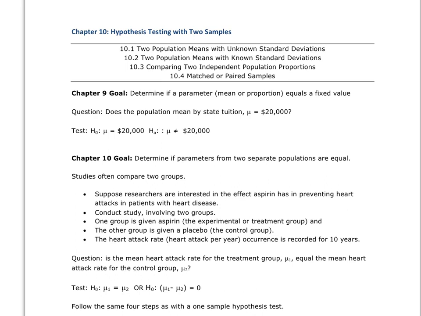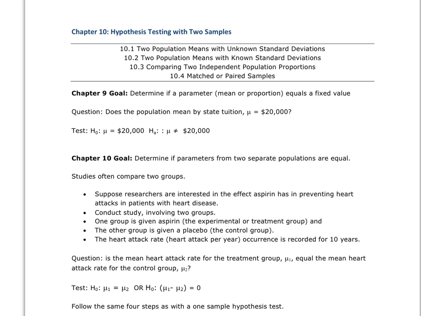So in chapter 9, our goal with hypothesis testing was to determine if a mean or proportion was equal to some fixed value. One of the questions we asked was, does the population mean in-state tuition for private universities, that is mu, equal $20,000? So we were testing the population mean, and the fixed value we were asking about was $20,000. And we did a test with the null hypothesis of mu equal to $20,000 and the alternate hypothesis of mu not equal to $20,000.